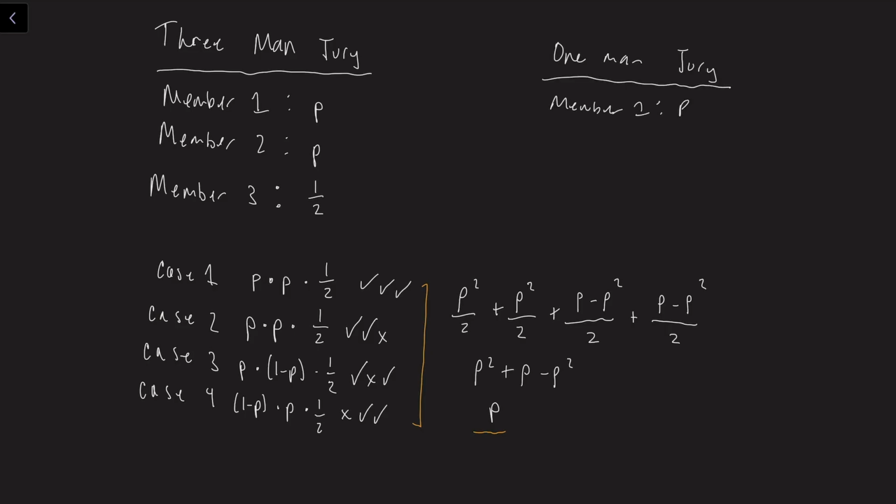When we compare this to the 1-man jury who also has probability P of making the correct decision, we see that both juries have equal probability of making the correct decision. So essentially, neither jury has a better probability than the other.